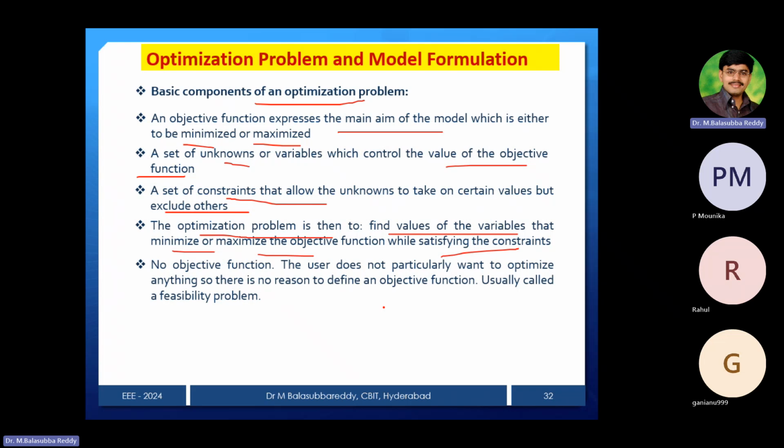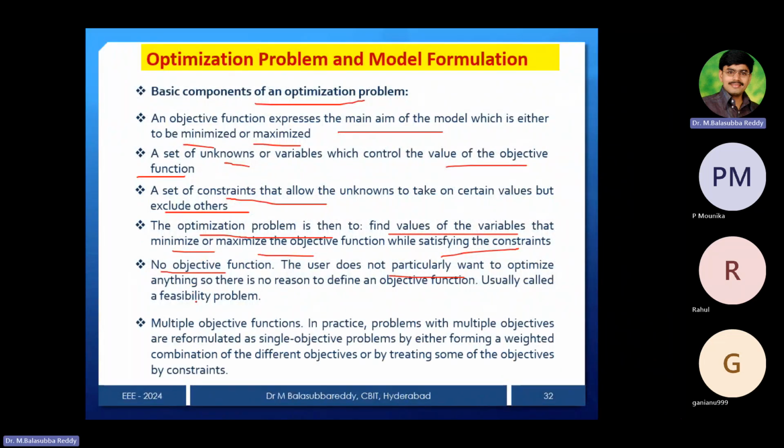Now, with no objective function, the user does not particularly want to optimize anything, so we don't have any objective function. F of x will not be there. Simply, whatever limits are there, you make use of those x1, x2 values. That is the only thing. But if there is no objective function, there is no meaning in going for a solution of the problem.